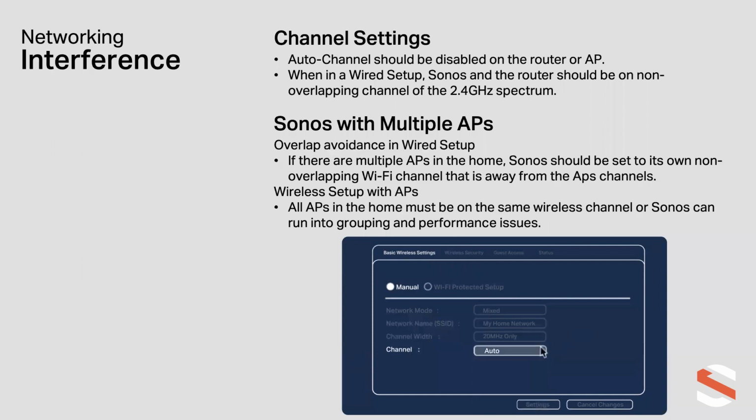If there are multiple APs in the home, we recommend setting all. I already mentioned that, and then we also recommend making sure that all of the APs are on the same channel as well. So you don't want your main router on channel 1 and then your APs that are set up throughout the house on channel 6 or channel 11. You want all of those APs on the same channel, so keep that in mind as well.